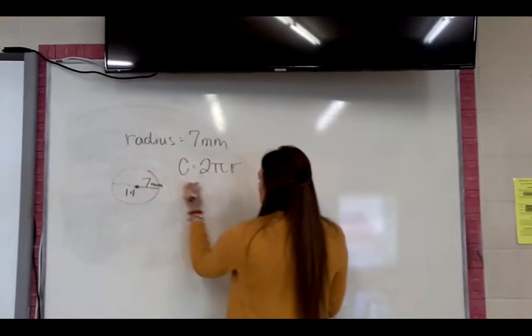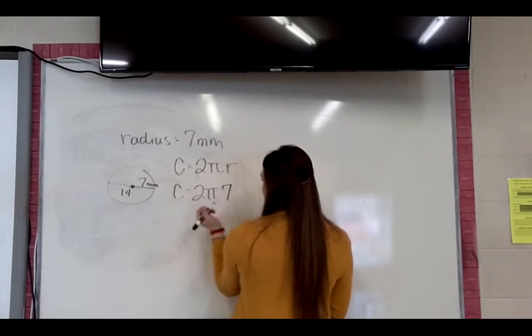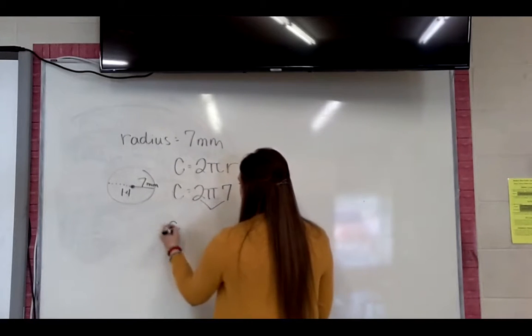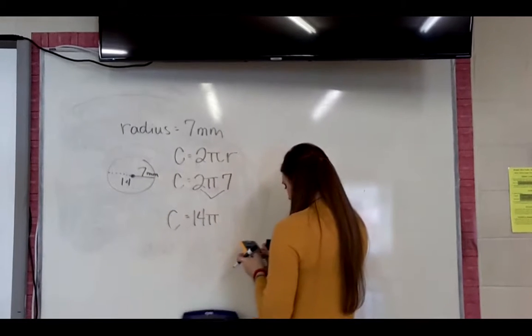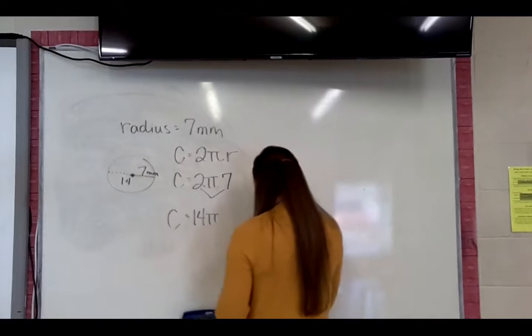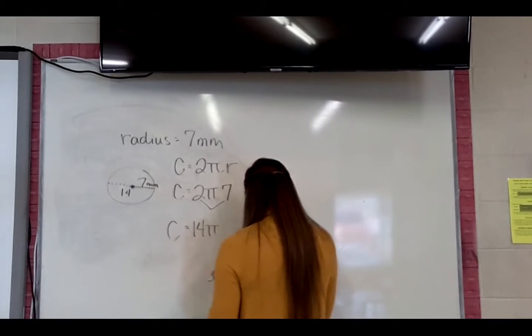So when we plug this in, 2 times pi times the radius, which is 7. I can do that. 2 times 7 is 14. Now you just plug it in your handy dandy calculator. Oh, whoops. Hold on, my mode changed.